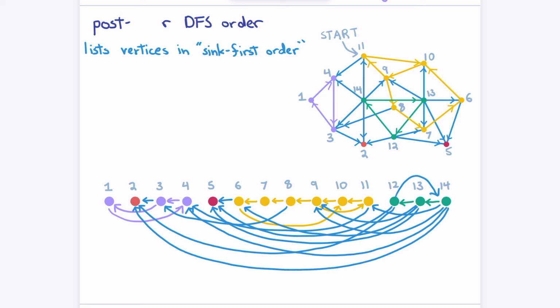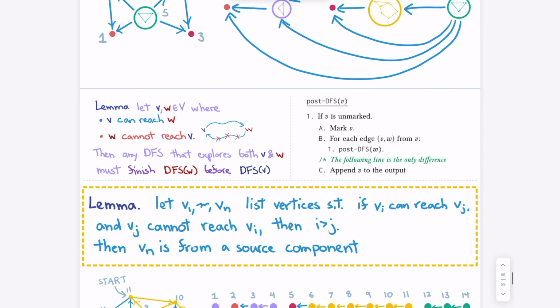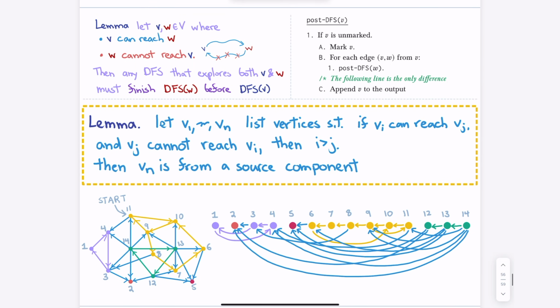So this is just a printout of DFS. And if you look at the printout of DFS, the last vertex will be from a source component. So I guess this is maybe one way to state the lemma.